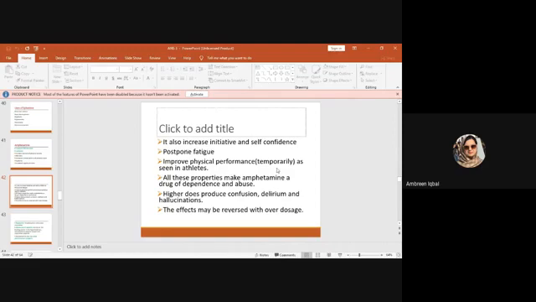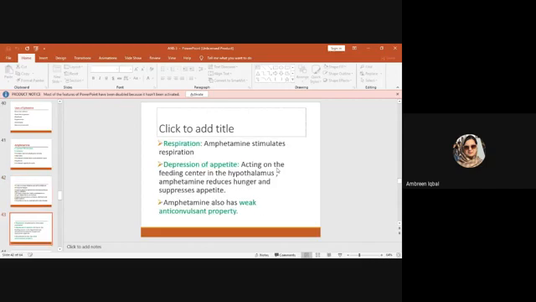All these effects made amphetamine a drug of dependence and abuse. High doses even produce confusion, delirium, hallucination. The effect may be reversed with overdosage. Next, it has a relationship with the respiratory system. Amphetamine stimulates the respiratory system.